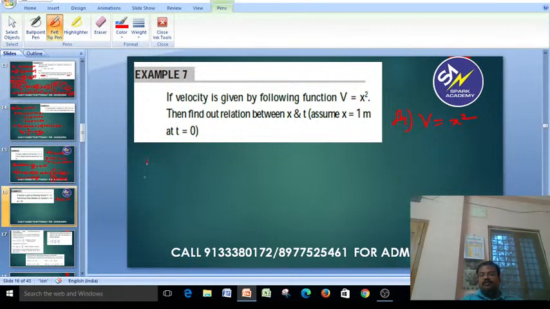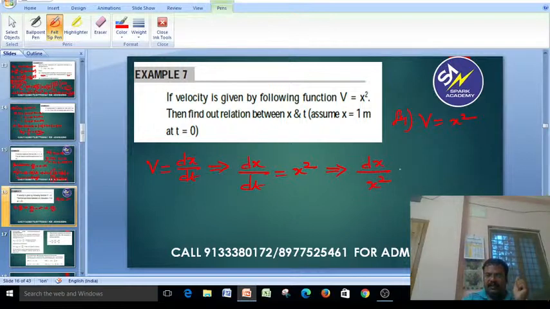Means you know this one, velocity is equal to rate of change of displacement of a particle. Right. Now let us try to take dx divided by dt is equal to, what about v? v is nothing but x square. So let us try to transpose that x square like this.